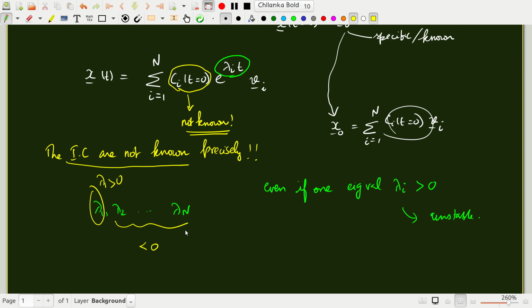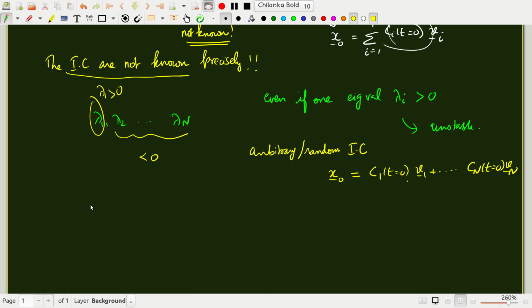the system should still be considered unstable, because any arbitrary or random initial condition x0, when you expand it, will have the component c1 v1 plus and so on up to cn vn, and c1 will not be 0. If this component c1 is not 0 and the corresponding eigenvalue lambda 1 is greater than 0, then things are going to grow exponentially in time.